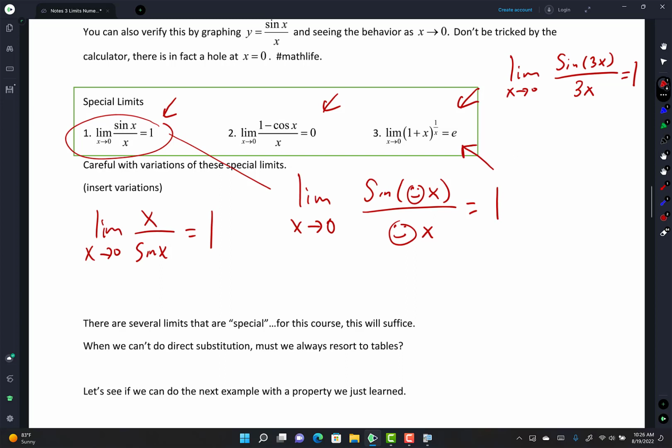The argument has to be... whatever the argument is, if I have 3x, then the bottom has to be 3x. If I have 3x over x, then this is not a limit of 1. That's a limit of 3. You don't have the experience yet. I need to have, whatever the argument is, the bottom needs to be the same. You know what I mean?